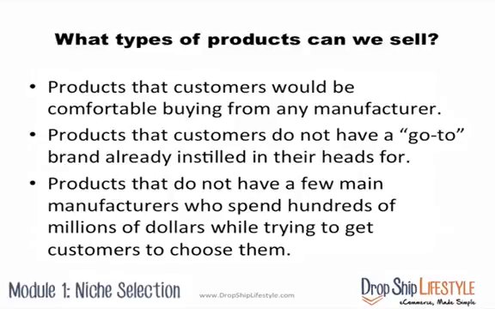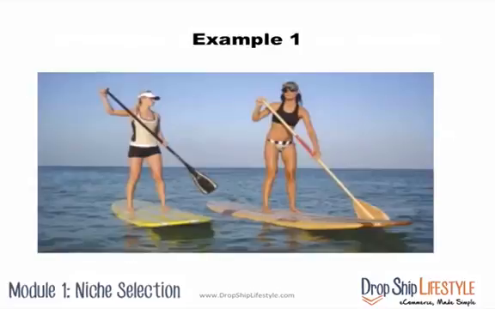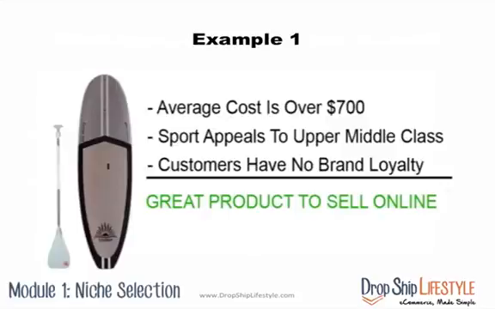So let me get into it though, just so you can see the examples and understand why they meet the niche selection criteria. So the first one is going to be stand-up paddle boards. Now, this niche is perfect because it has an average cost of over $700, right there in our target price range. It appeals to the upper middle class. If you think about it, someone in a lower income bracket is not going to be spending $700 to $1,500 online on a new stand-up paddle board that they can use a few times a year. It appeals perfectly to our market.